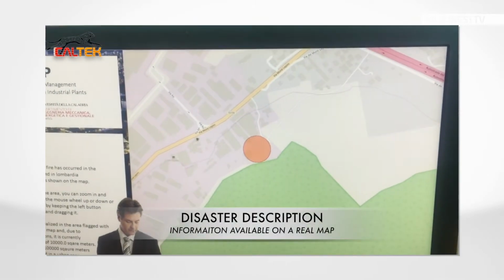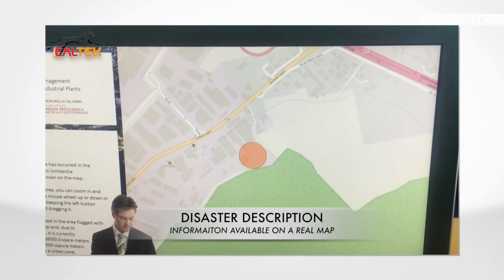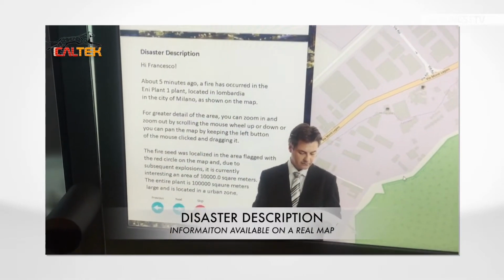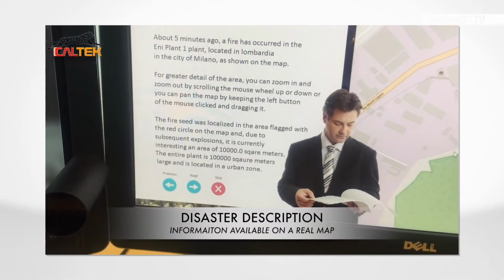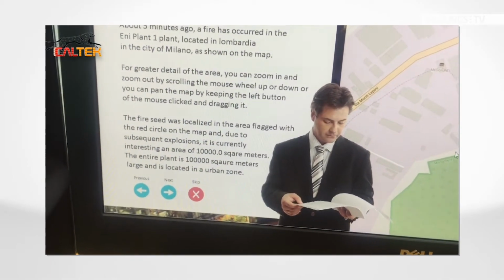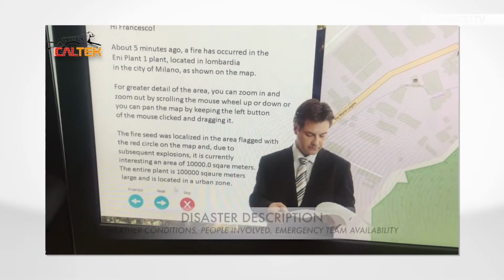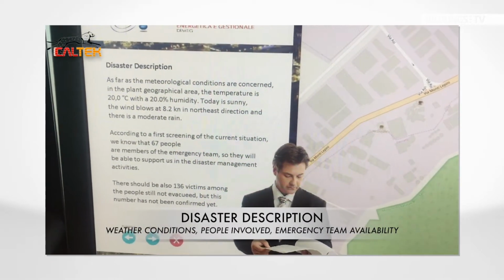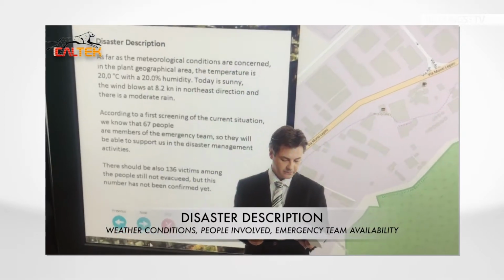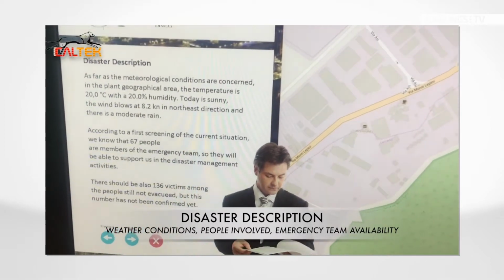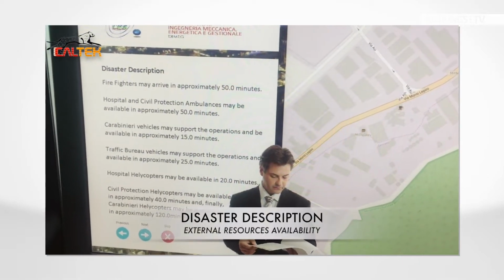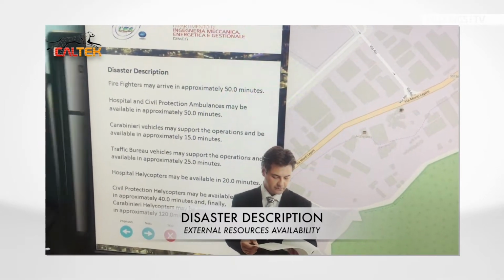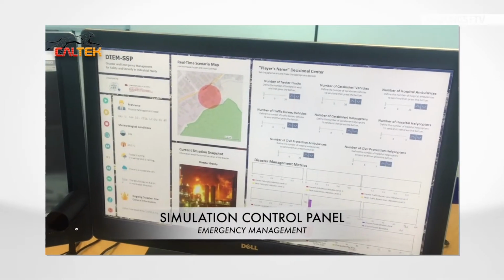I will receive information on the plant. I will receive information on the weather conditions. I will receive information on the external resources that are available: firefighters, ambulances, civil protection, local military forces. So I receive a report with all the information that will help me in taking decisions, for instance, the number of people that are currently involved in the disaster. Once I receive all this information, I can start the simulation.